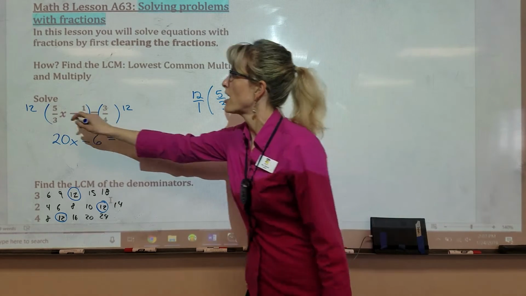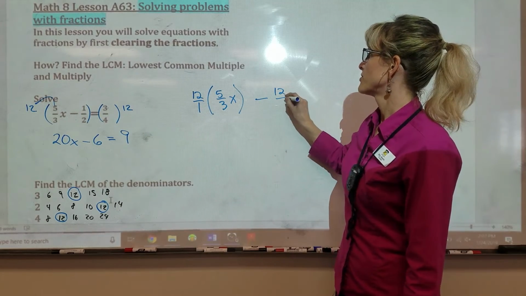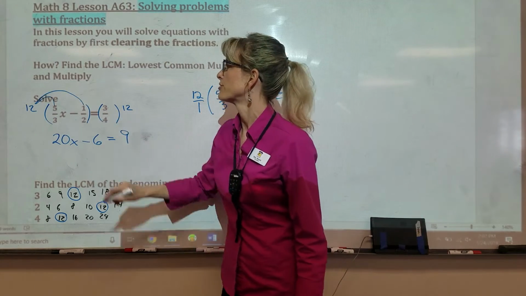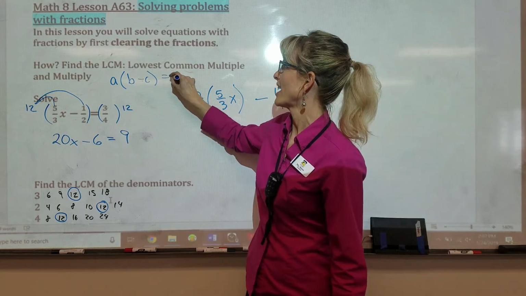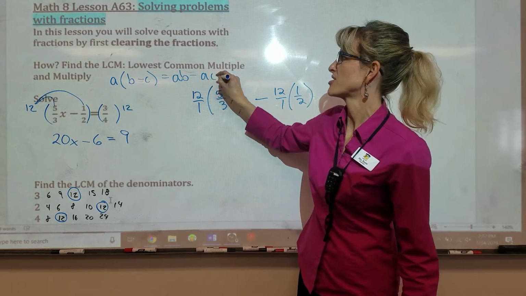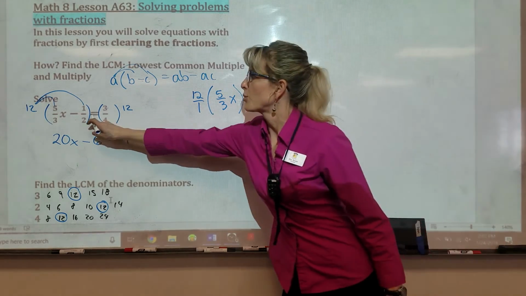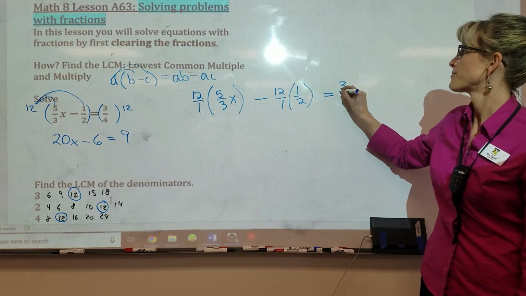We're going to times 12 times the first term, right here. Then we're going to times 12 times the second term, which is 1/2. So remember, we distribute. Remember the formula, it says A times B minus C would give you A times B minus A times C. Remember, you do both terms. Then I've got my equal sign. And then 3/4 times 12. We'll write that out.